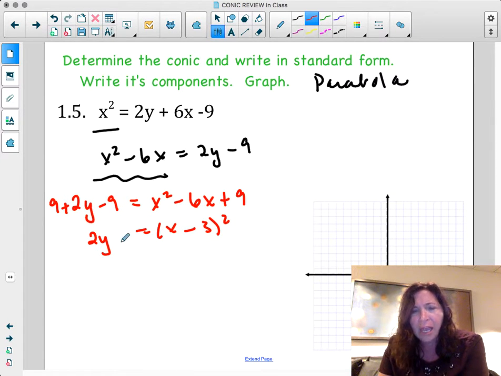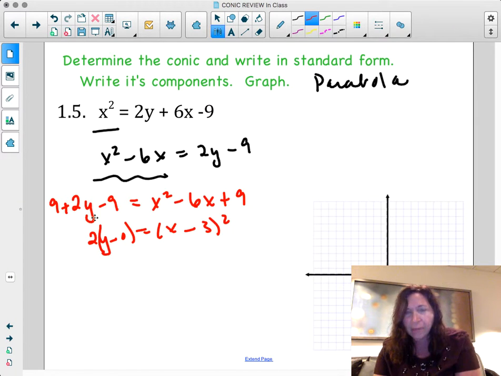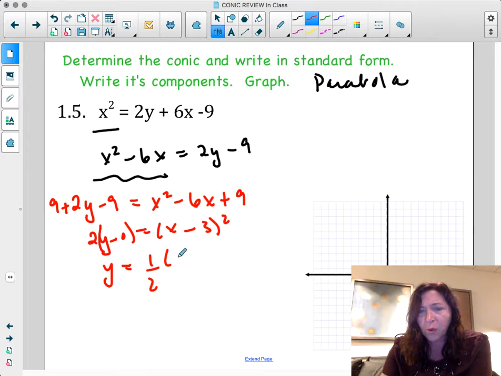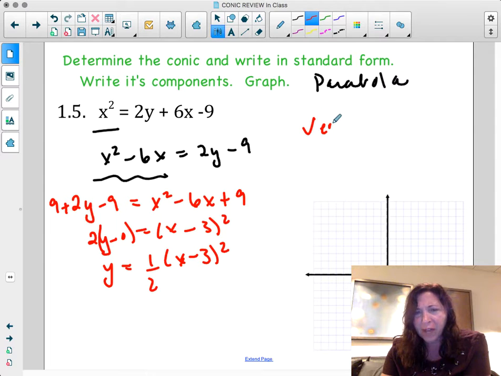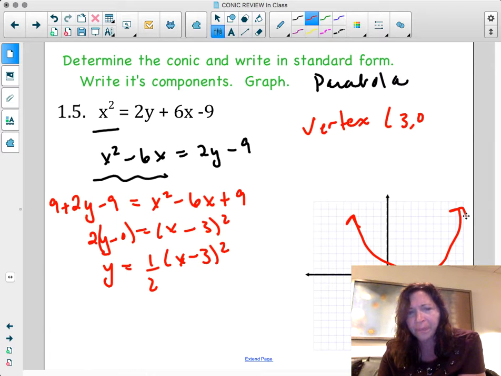Now, remember, if you leave it in this form, this 2 right here becomes your 4p. If you don't write it like this, you would go y equals 1/2 the quantity x minus 3, quantity squared. I know that my vertex for my parabola is going to be at 3, 0. So going over 3, 0, there's my vertex. It looks also like this is a y equals positive x squared, which means my graph is going to open up.